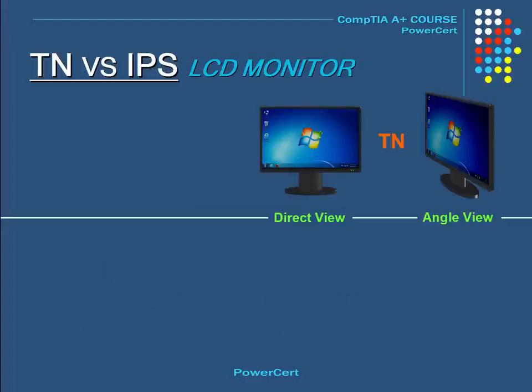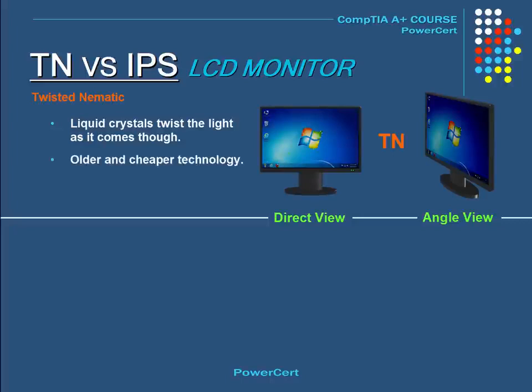Now there are two different types of LCD monitors that you're going to need to know for the exam. And one of them is called TN. TN stands for Twisted Nematic. And this type of LCD monitor works by liquid crystals actually twisting the light as it comes through. Now TN is an older and cheaper technology that's been around for several decades. The viewing angles and the color reproduction on a TN monitor are not as good as a more modern LCD monitor. A TN monitor is often used with calculators, digital watches, and older LCD monitors.